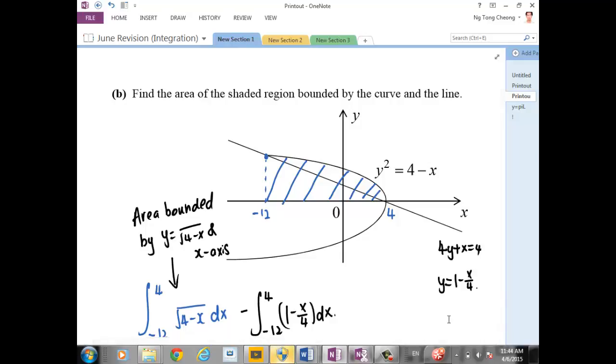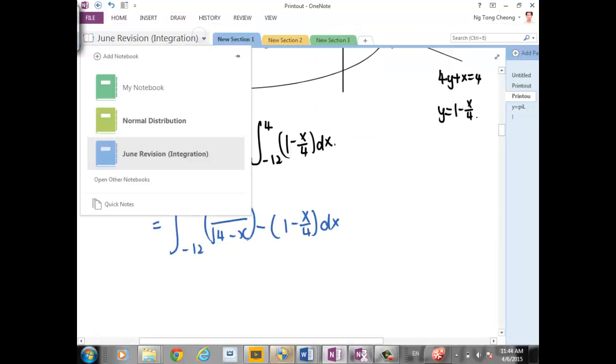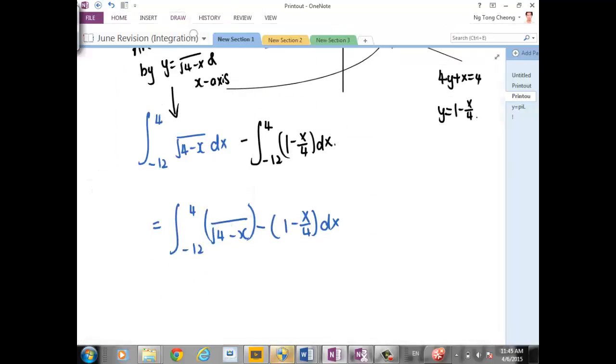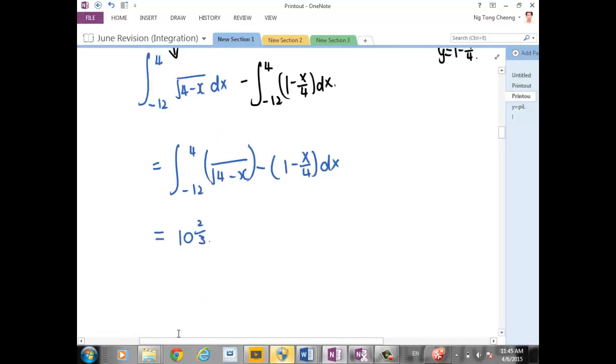So there is no need for you to go and integrate it. You can just use your GC, because they never ask for exact. So basically you just use your GC and evaluate. So we just use your GC. You're okay with this?